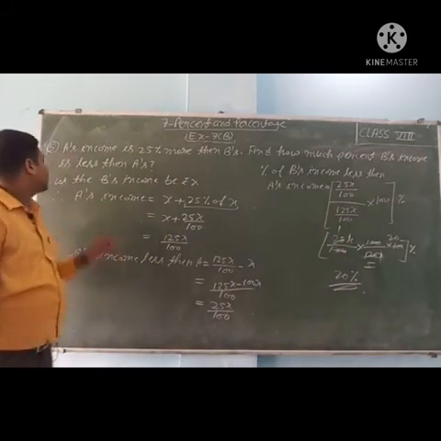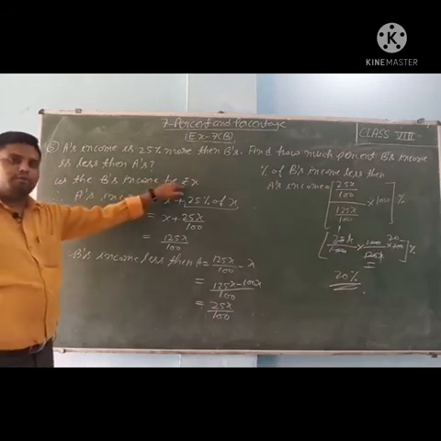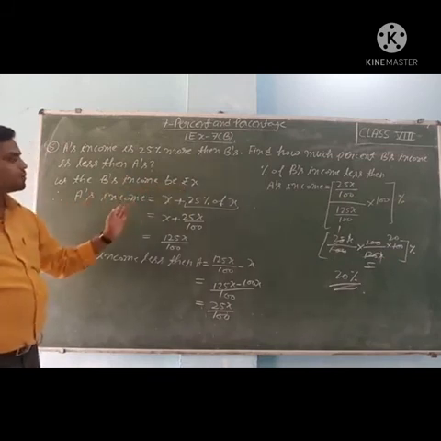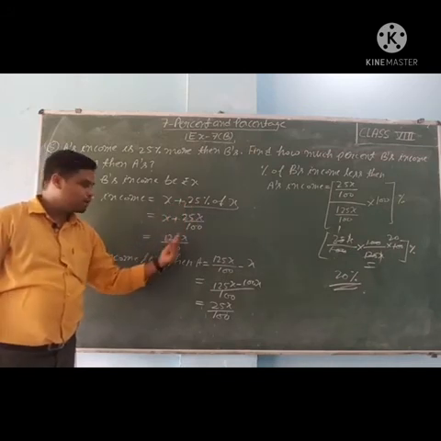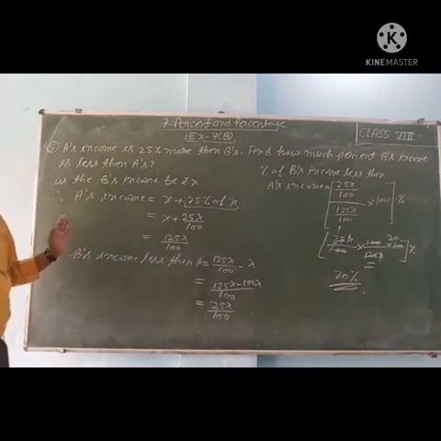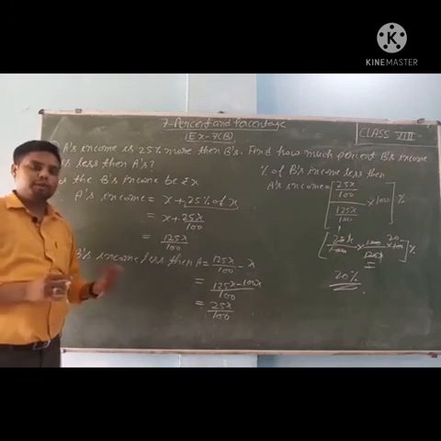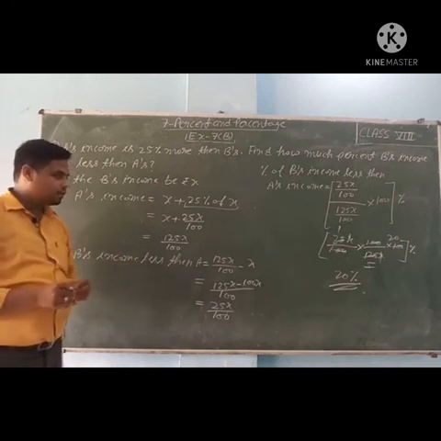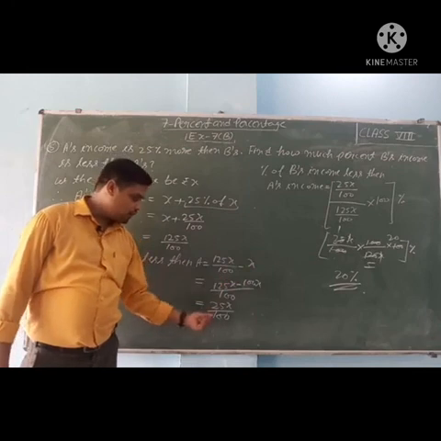Listen once again. Let B's income be x. We can let 100 also. So let B's income be rupees x. A's income is 25% more. So it is x plus 25% of x. After solving this, 125x upon 100. So what is asked? Find how much percent B's income is less than A. So first we will find it in rupees, then we will make it in percent. So B's income less than A is equal to 125x upon 100 minus x. So what are we getting?